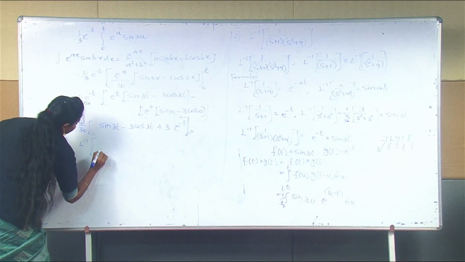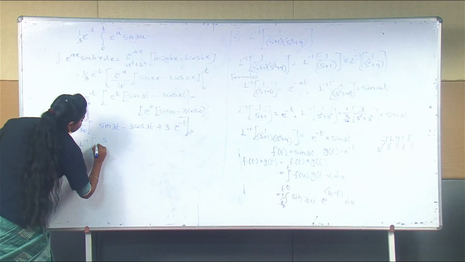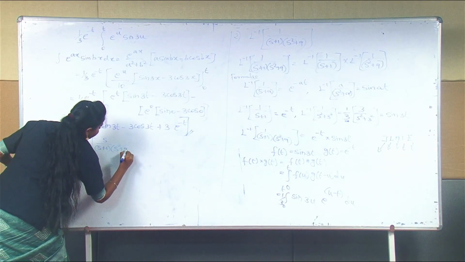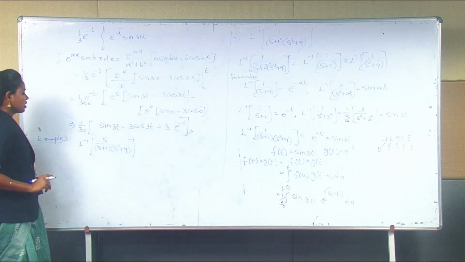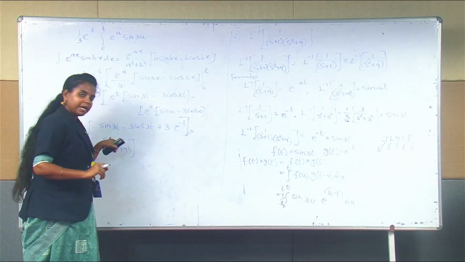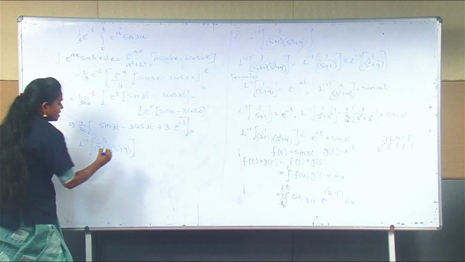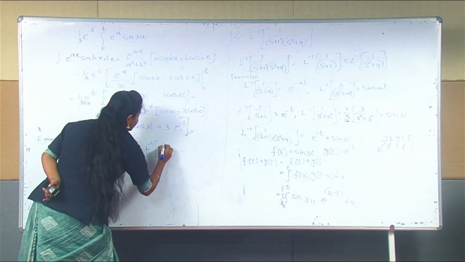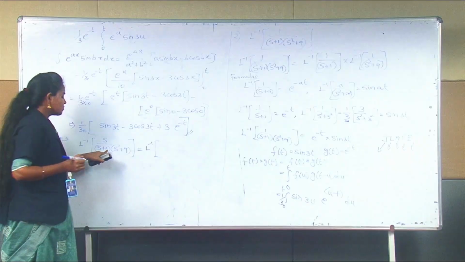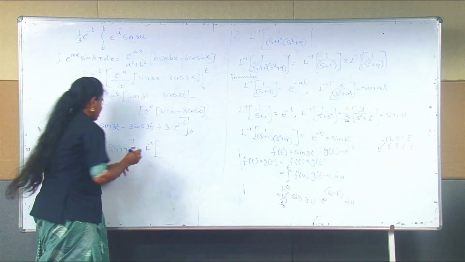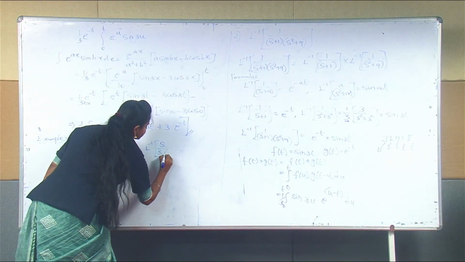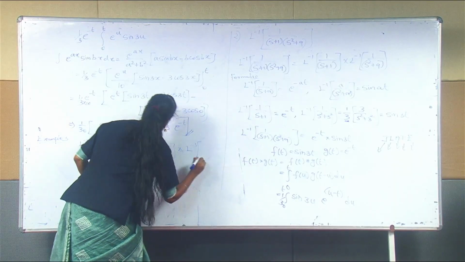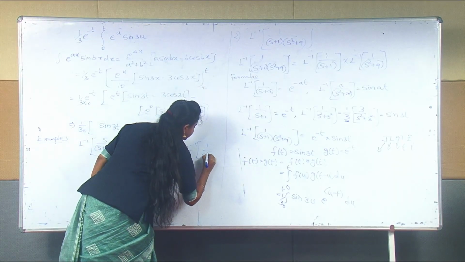Find L inverse of s divided by (s plus 1)(s square plus 9). In the same problem, I am just adding s only. So here also we are doing the same procedure. I can split this function in two ways. We can split it as s by s plus 1 into L inverse of 1 by s square plus 9.